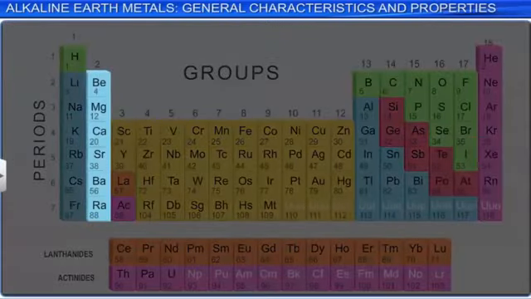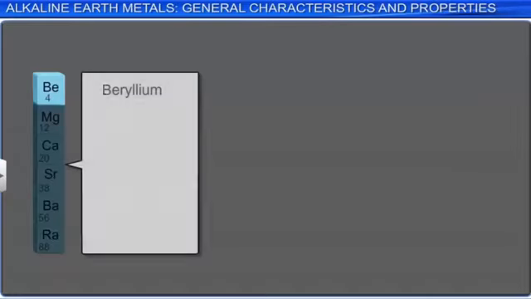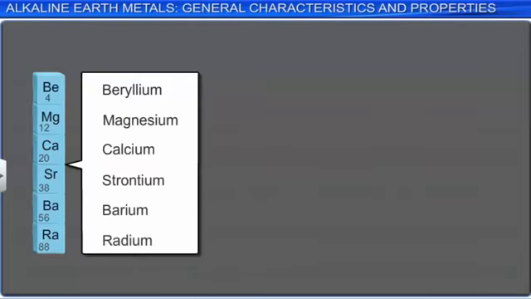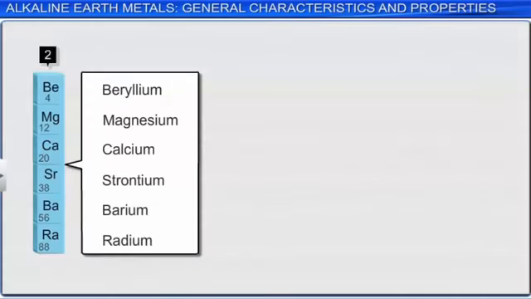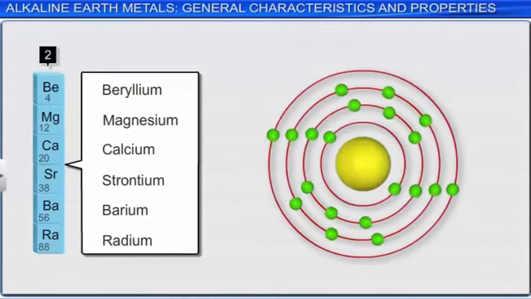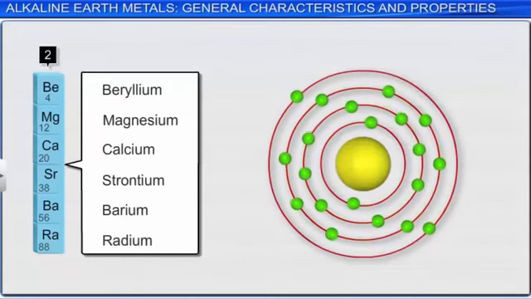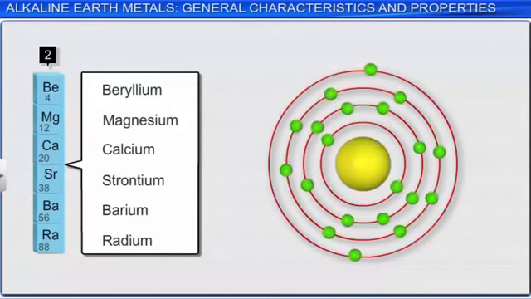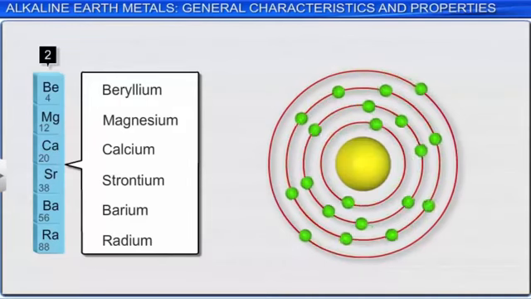The alkaline earth metals, which include beryllium, magnesium, calcium, strontium, barium, and radium, are found in group 2 of the periodic table. They all have 2 valence electrons. The alkaline earth metals are not found as pure elements in nature, only in compounds.